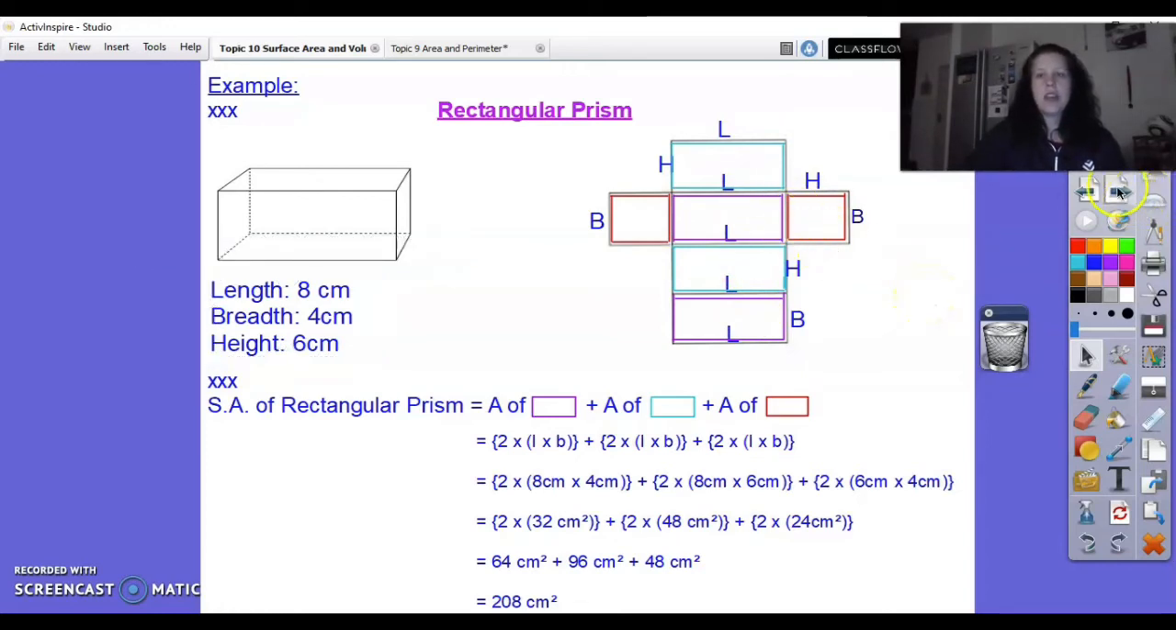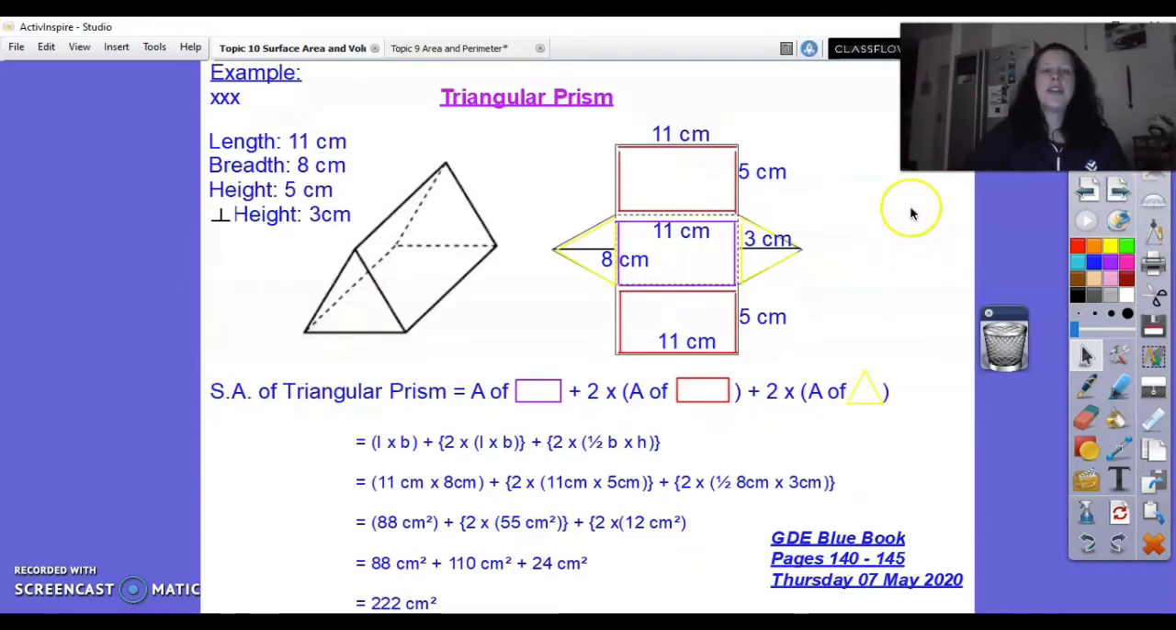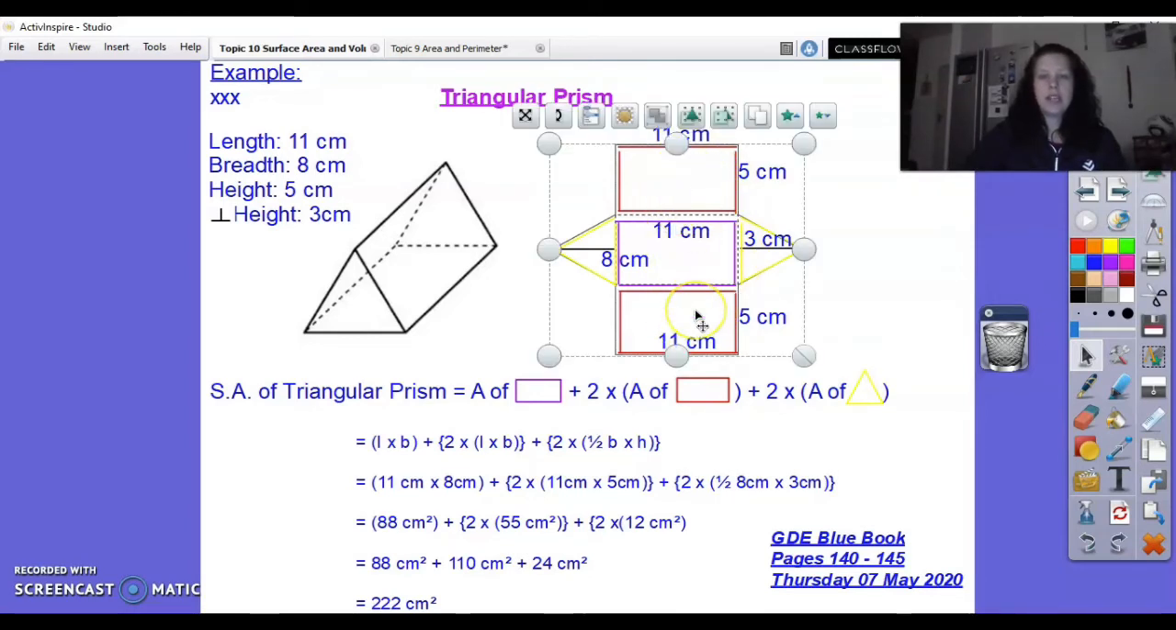Right. And lastly, I have a triangular prism. Now, what's important to note about a triangular prism is that it consists of 2 rectangles that are the same, so my red squares. I've got a purple rectangle as well as 2 identical triangles on either side.